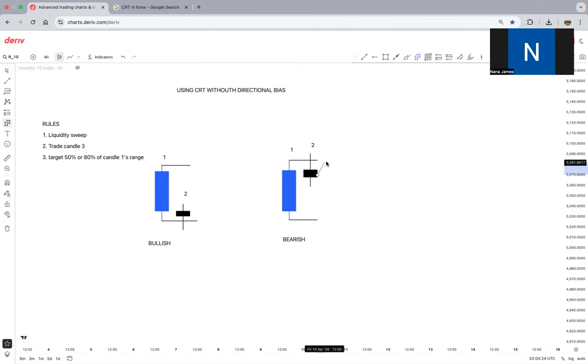And you are going to enter whilst it's going up. And then we are going to set our targets below here. All right. Now, let's look at the rules.